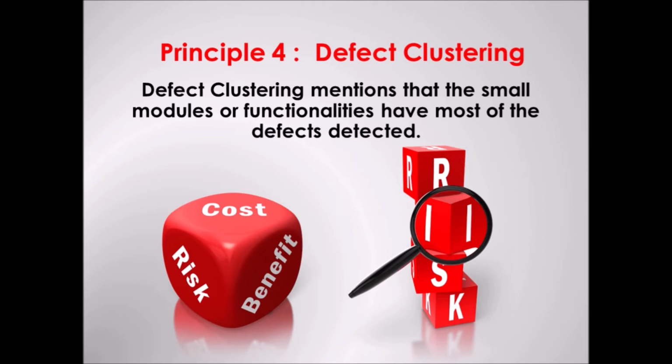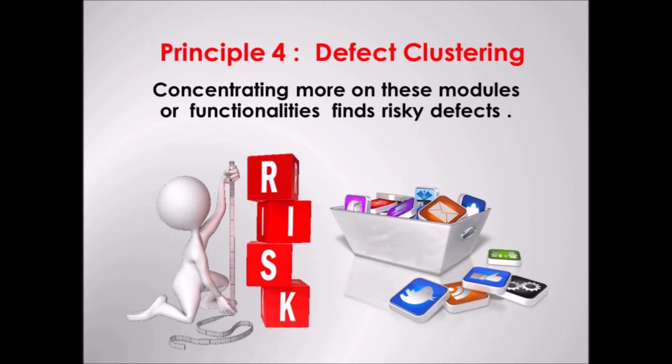Principle 4, defect clustering. Defect clustering mentions that small modules or functionalities have most of the defects detected in them. Concentrating more on these modules or functionalities finds risky defects. So, to identify risks, smaller functionalities have more number of defects.